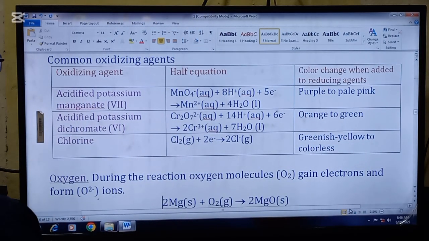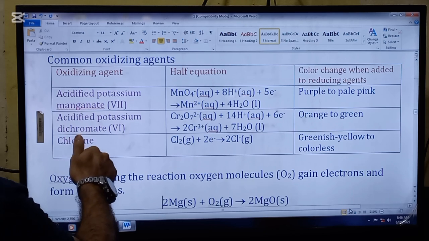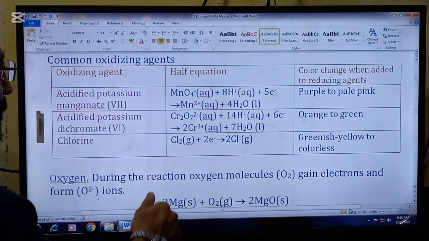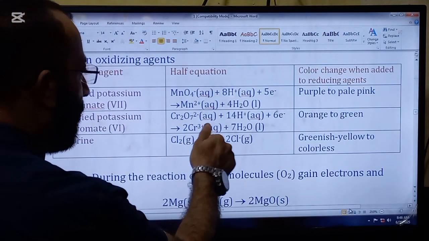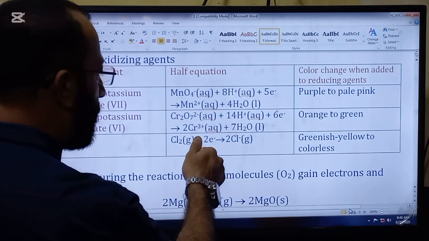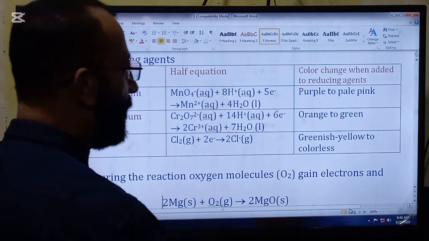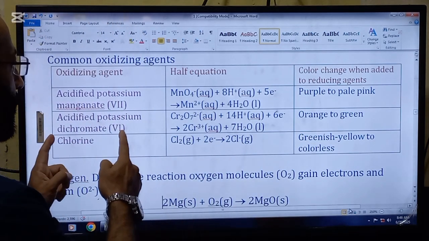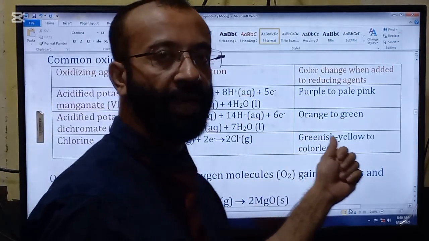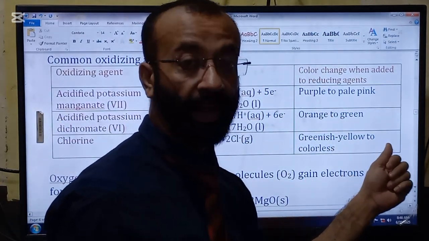The second common oxidizing agent is acidified potassium dichromate. The half equation is Cr2O7 2- plus 14H+ plus 6 electrons forms 2Cr3+ plus 7H2O, and its color, when added to a reducing agent, changes from orange to green.